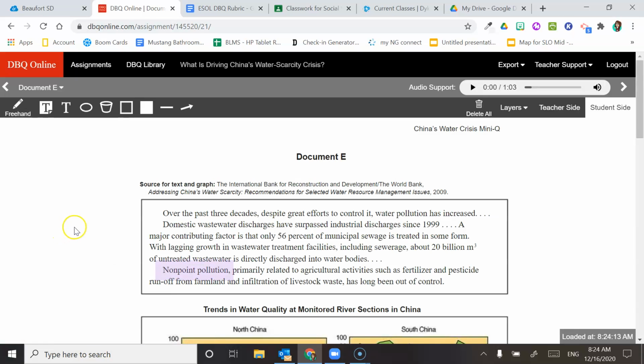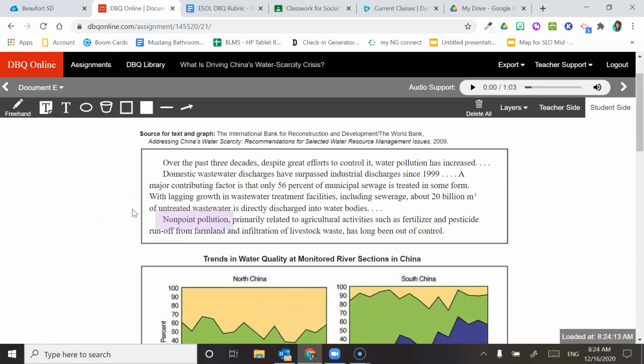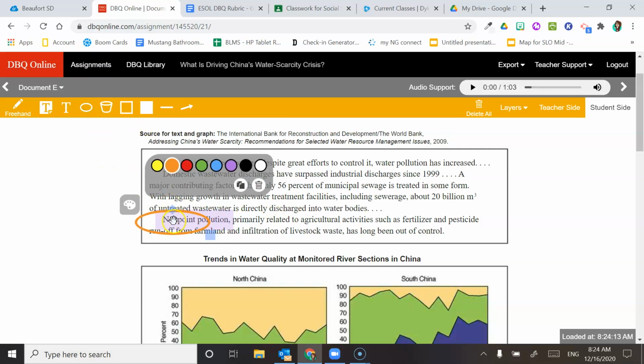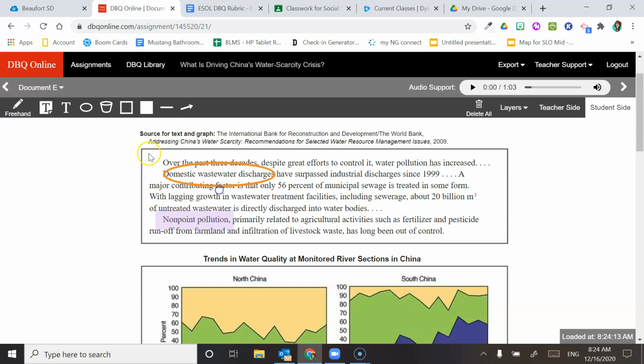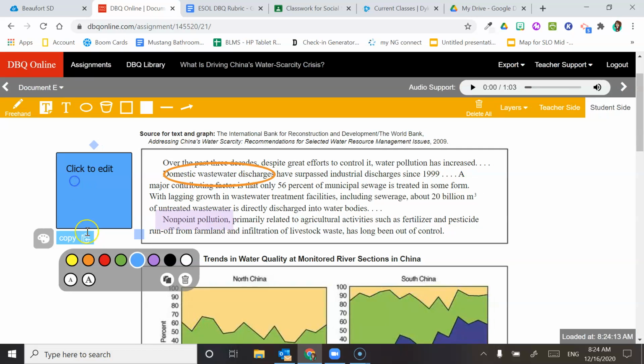Document E. Over the past 3 decades, despite great efforts to control it, water pollution has increased. Domestic wastewater, so I'm going to circle that. Domestic wastewater discharges. What that means is toilets, sinks, bathtubs, washers, dishwashers. That's what it's referring to.